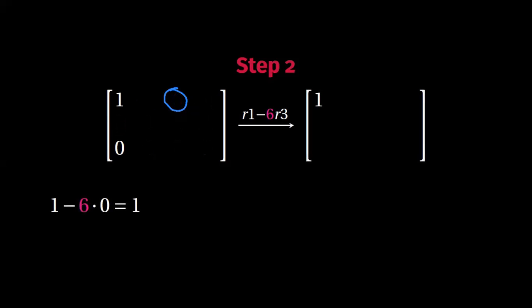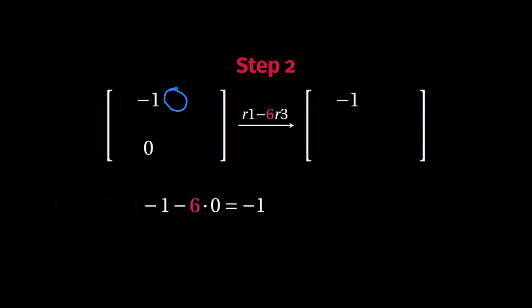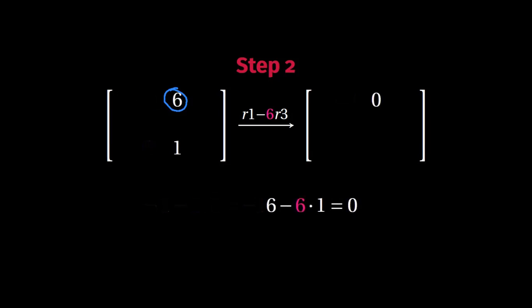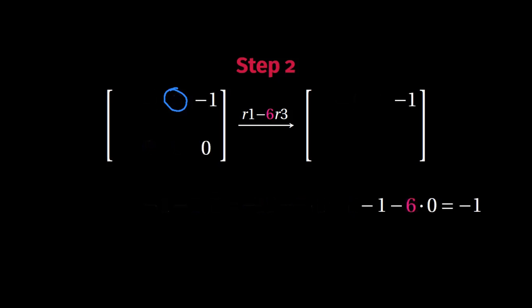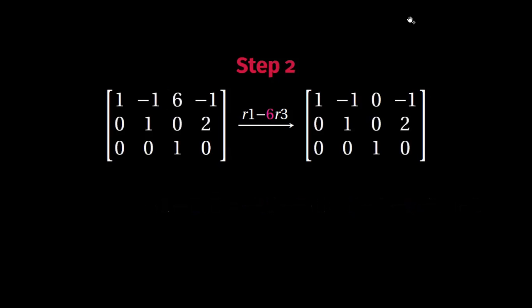1 minus 6 times 0 is equal to 1. -1 minus 6 times 0 is equal to -1. Then we work on the number 6 that we wanted to cancel. And actually, we obtain 6 minus 6 times 1, which is equal to 0. And finally, -1 minus 6 times 0, which is equal to -1. And here we have our final matrix. Now you can see that above this, we already have a bunch of zeros. And no other number is allowed, so that's it for this column.